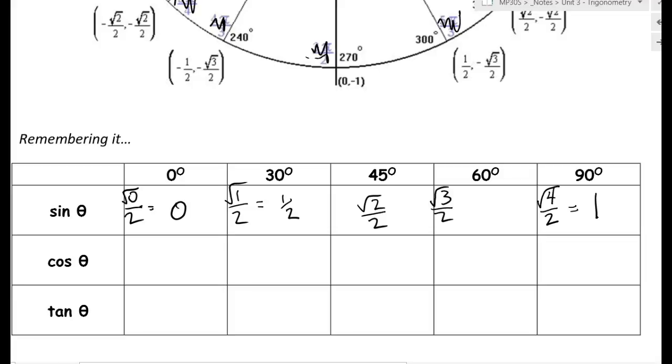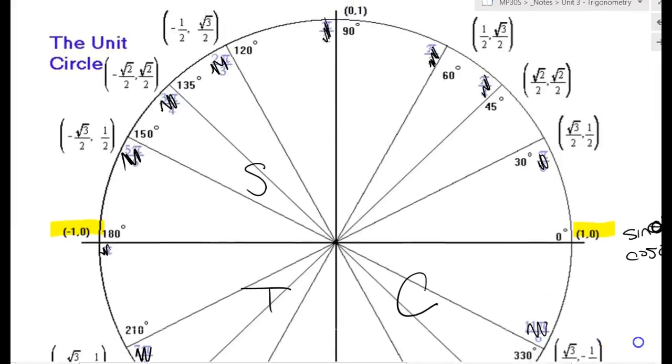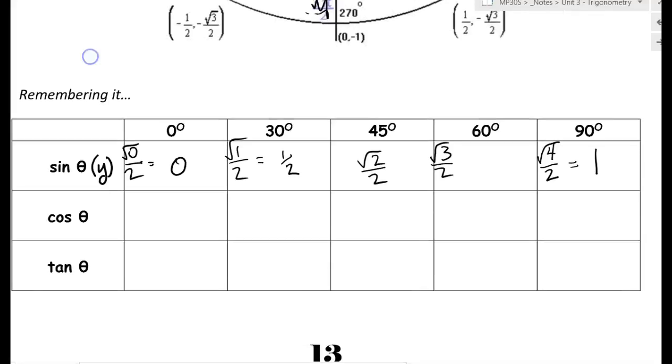You'll notice that these match all of my y values for my first quadrant. So I start at 0, 1/2, root 2 over 2, root 3 over 2, and then 1. Cosine is actually the exact opposite. We start at 0 when we're at 90 degrees, a half, root 2 over 2, root 3 over 2, and 1. So once I've generated my sine values here, I can write them in reverse for cosine.